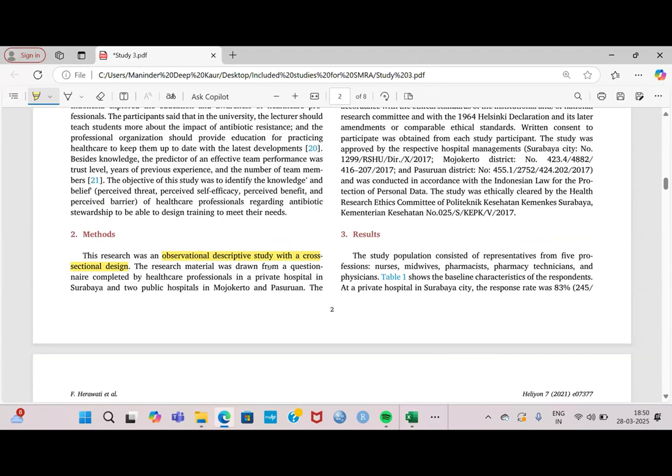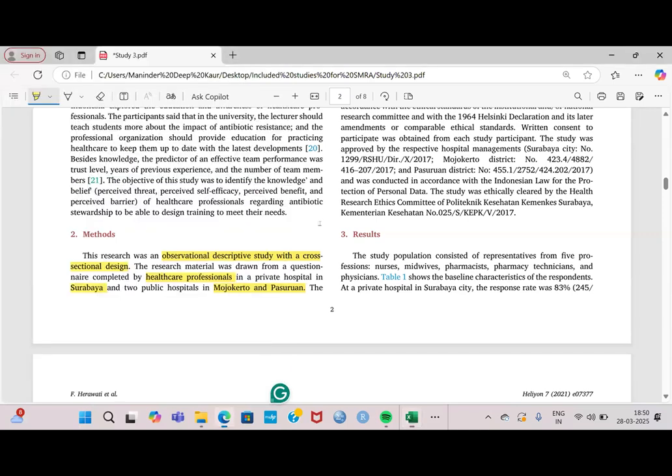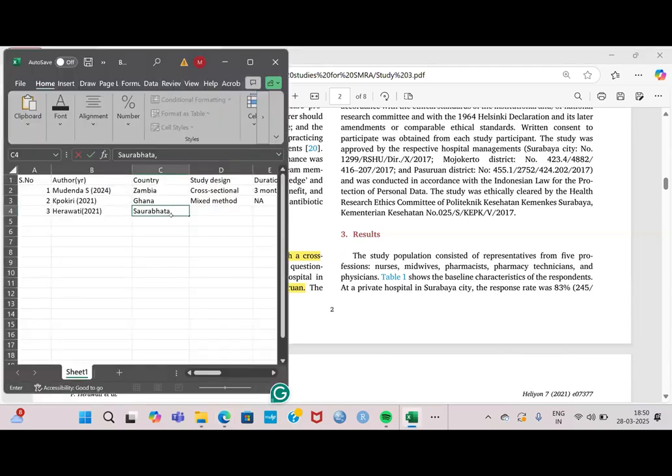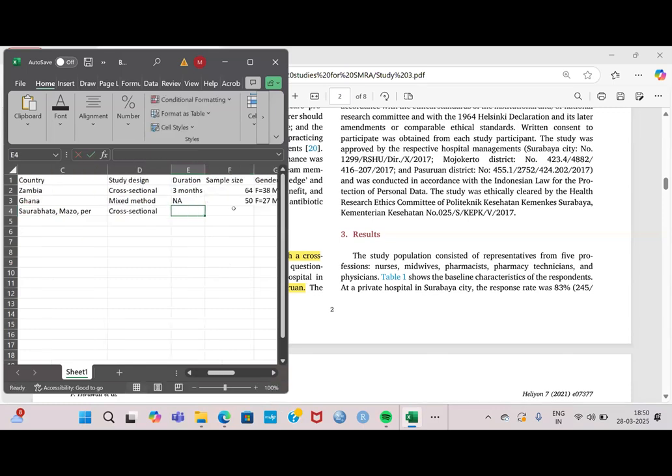So next, the research material will be drawn from the questionnaire completed by the healthcare professionals in a private hospital in Saudi Arabia and two public hospitals in Mozambique and Portugal. So we need to enter the name. So I will just enter here Saudi Arabia and Mozambique and Portugal. I will do it quickly. I will just enter the first letters of the countries. So design is the cross-sectional design they have used.